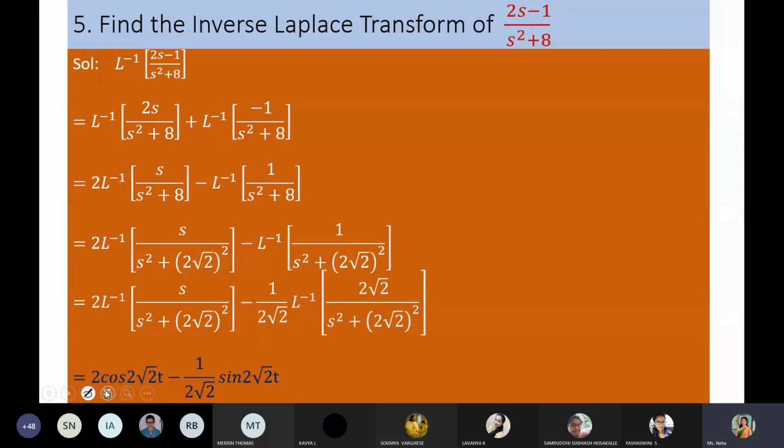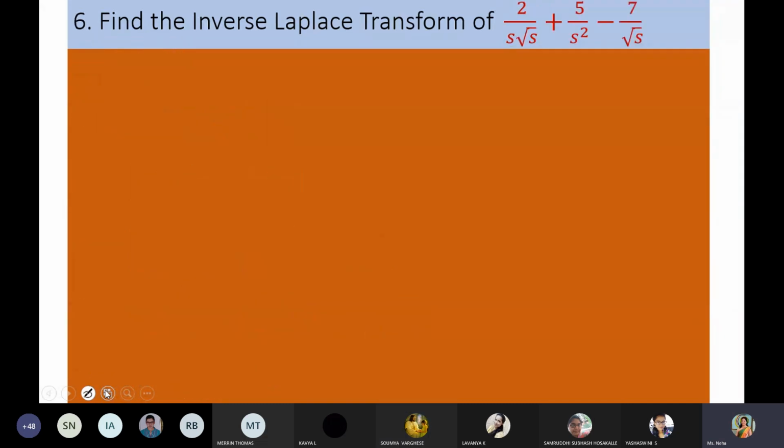Okay, so let's move to the 6th problem. Just look at this problem and tell me how to solve this. 2 divided by s root s plus 5 divided by s square minus 7 divided by root s. This is simple only, but it's written with root, so it looks complicated.